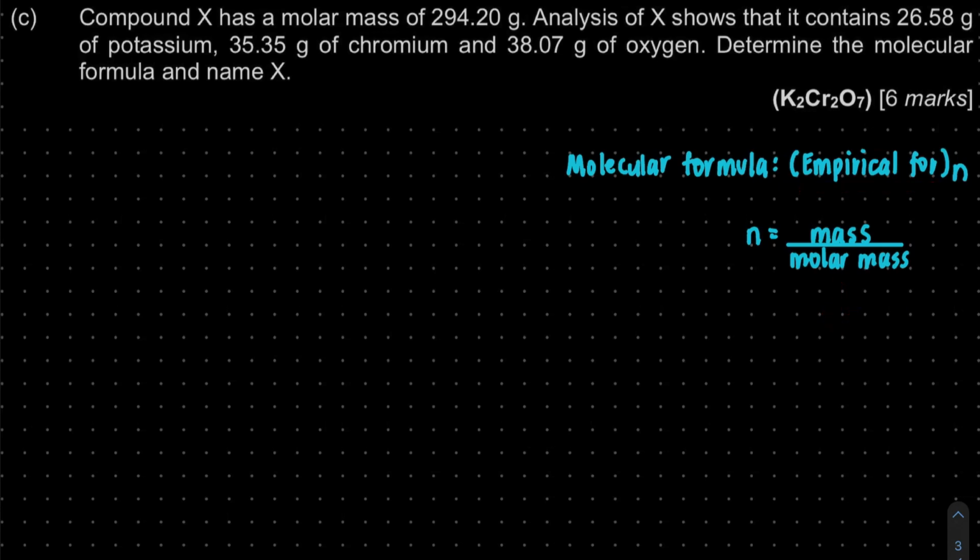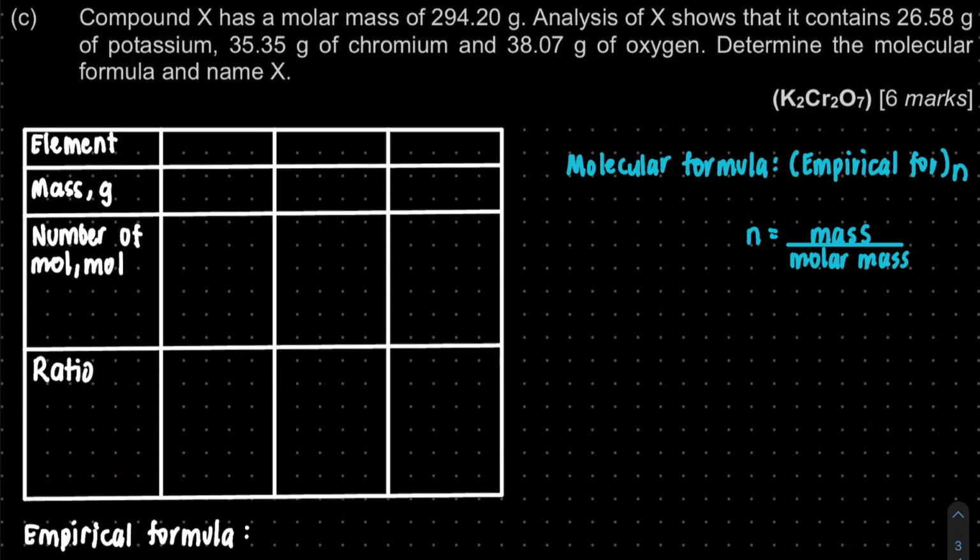So we know that we have potassium K, chromium Cr, oxygen O. So how many potassium, chromium, and oxygen are present in the molecule itself? That's why we have to determine the empirical formula, where we have to construct a table of molar. So how to construct the table itself?